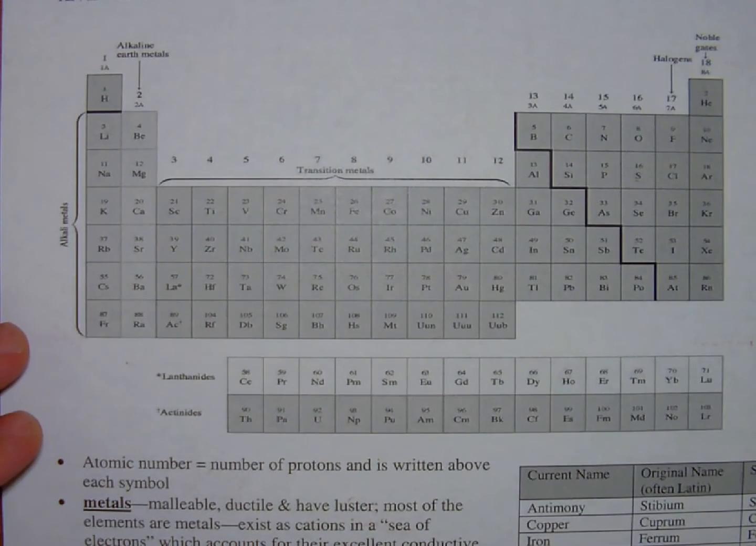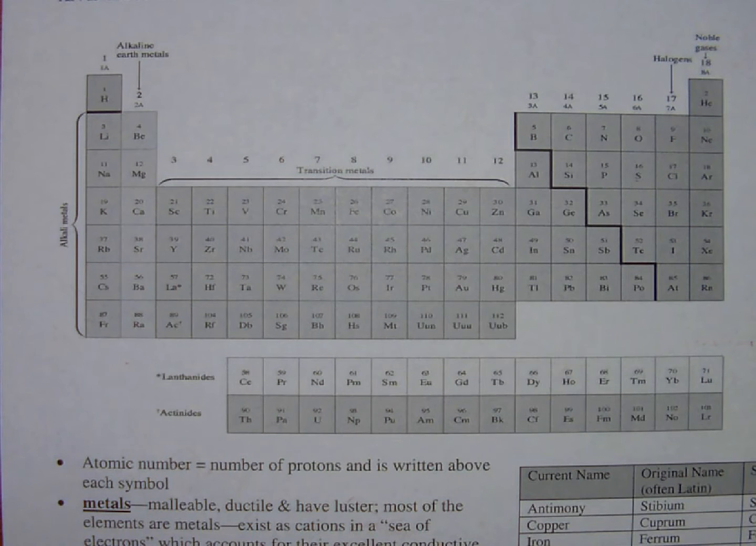We have metals on the periodic table. Metals are malleable, ductile, and they have luster, meaning they're shiny. Most of the elements that exist are metals, right? And that means that they exist as cations in a sea of electrons, if you remember that from Chem, which accounts for their excellent conductive properties. They also form oxides, which means they tarnish, they rust.